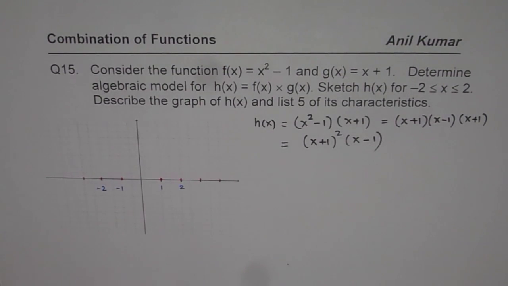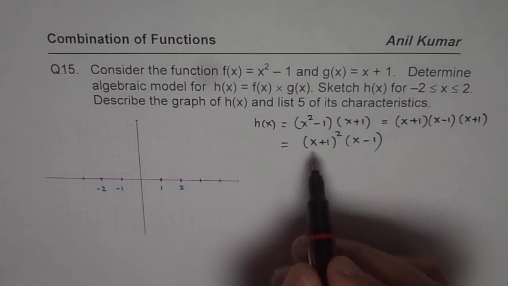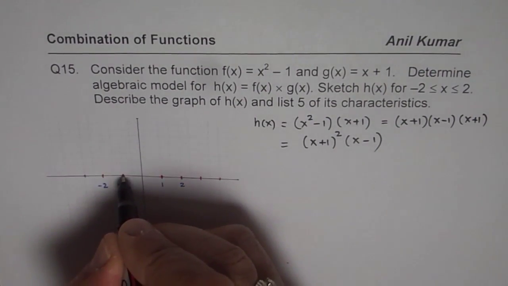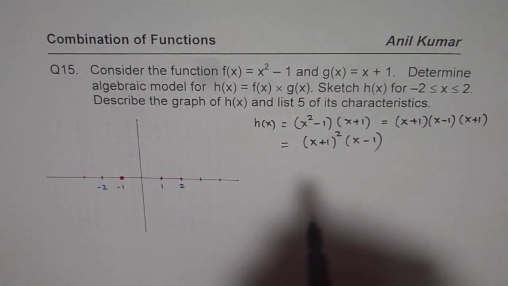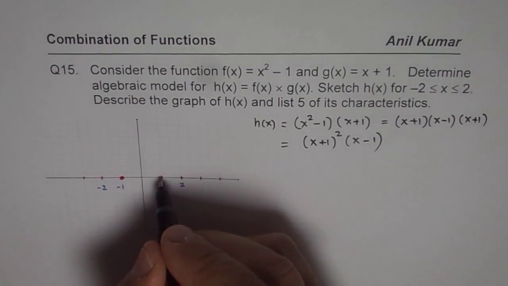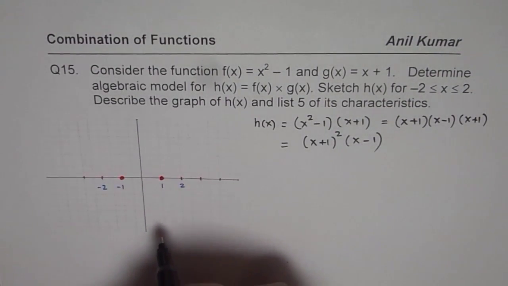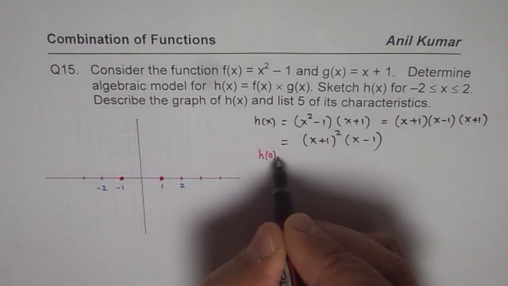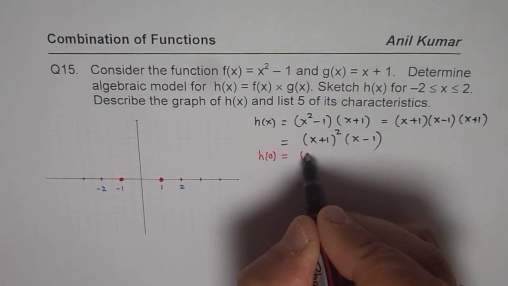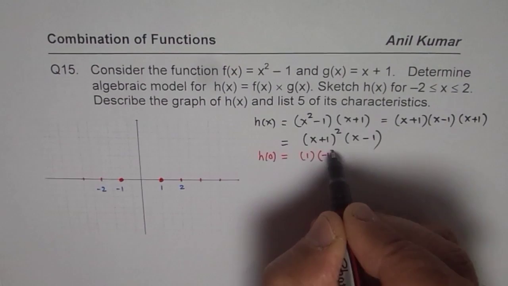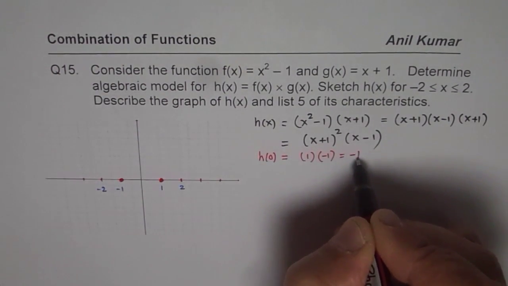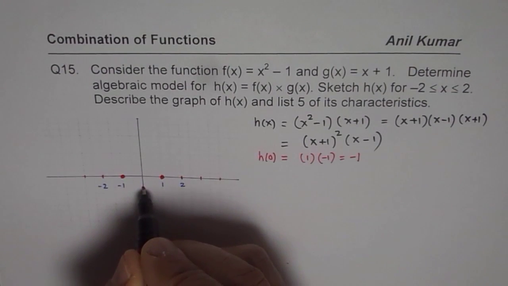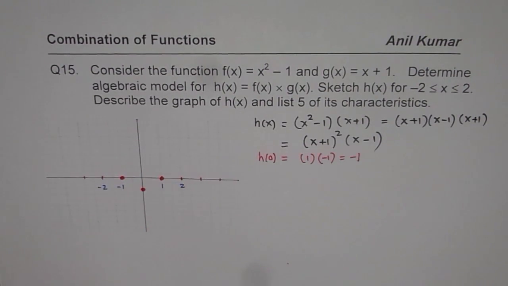So we have zeros, 2 of them. At minus 1 we have a double zero, so we have a zero at minus 1. Then we have a zero at 1, so we have a zero here. So let us find the value of h of 0. That is going to help us. So that is 1 times minus 1, that is minus 1. So at 0 we have a value which is minus 1. So let's call this minus 1 for us.